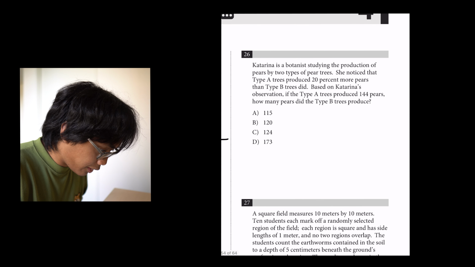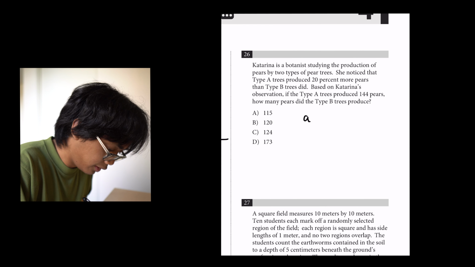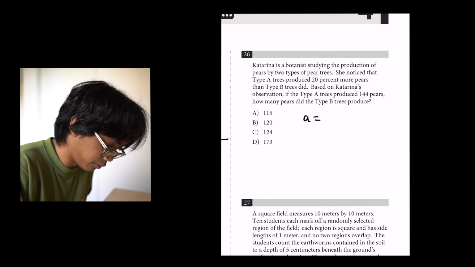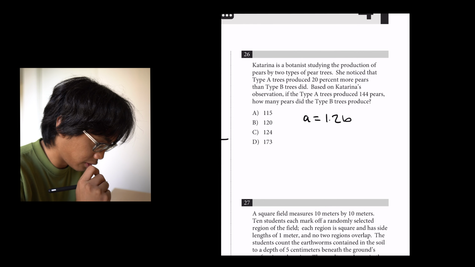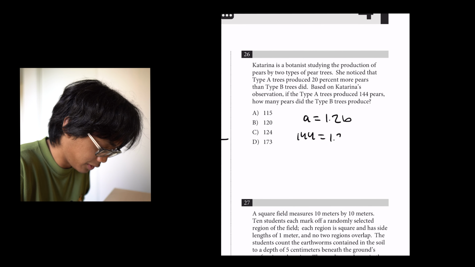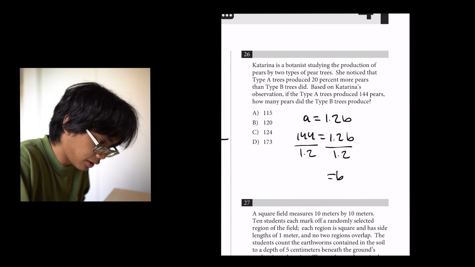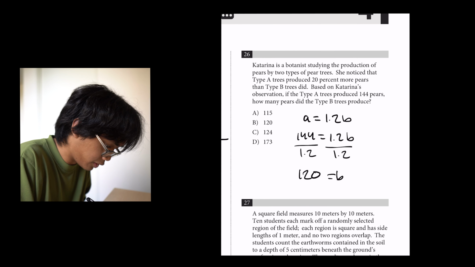All right, 26. Type A produced 20% more pairs than type B. So A is equal to 20% more, which is 1.2 times B. So if type A produced 144, how many is B? So we'll be dividing by 1.2 on both sides. We get B should be 120, which is answer choice B.